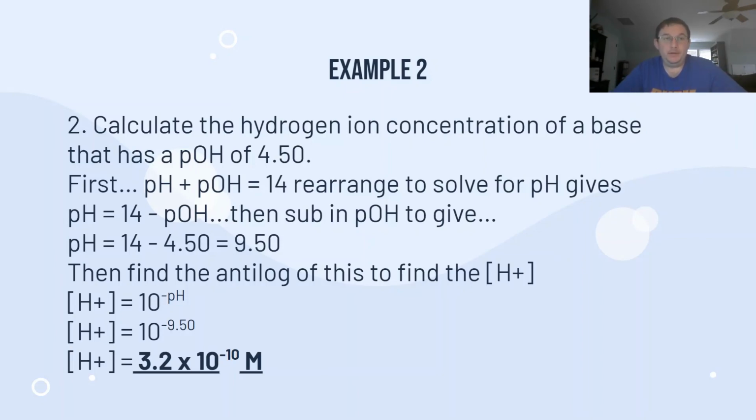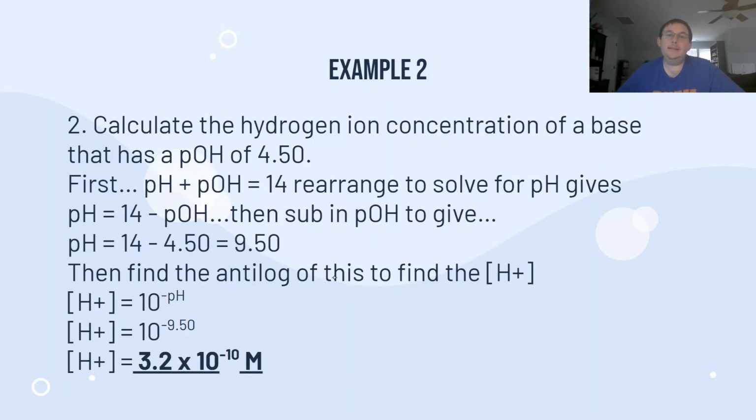So by that rationale, we're going to use the pOH to calculate the pH. So we are going to rearrange this equation right here. And it's going to give us the pH is equal to 14 minus pOH. Then we're going to sub in the pOH to give 9.50. So 14 minus 4.50 equals 9.50.